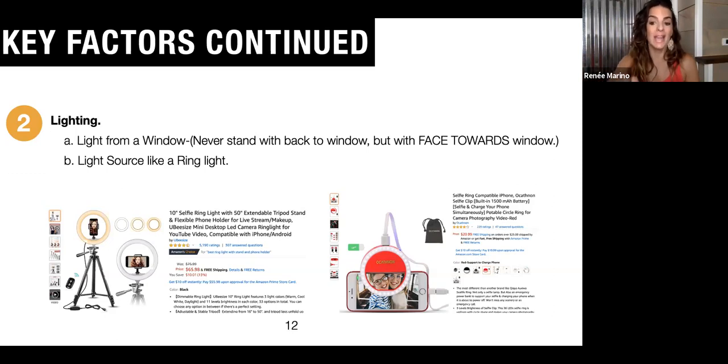The one to the right is for your iPhone. It clips on and it's great. Sometimes you do those fun, quick videos where you're just walking and talking, and it's great because it gives you good lighting.